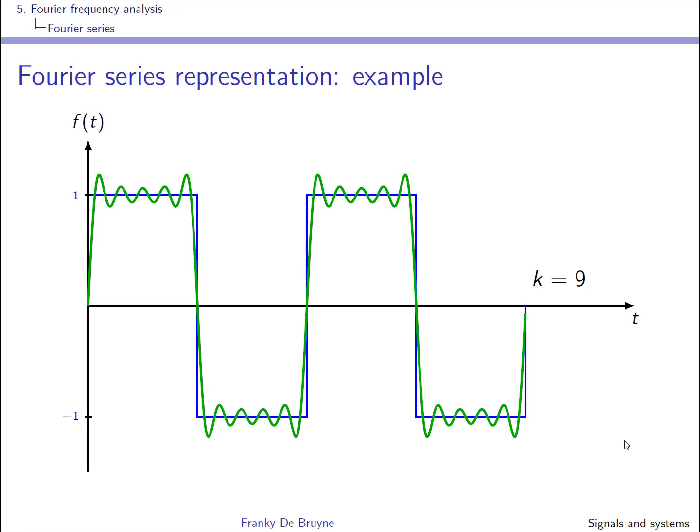Notice also that the Fourier series always converges to the average of the function before and after the discontinuity. So in this case, the Fourier series at this discontinuity points converges to 0.